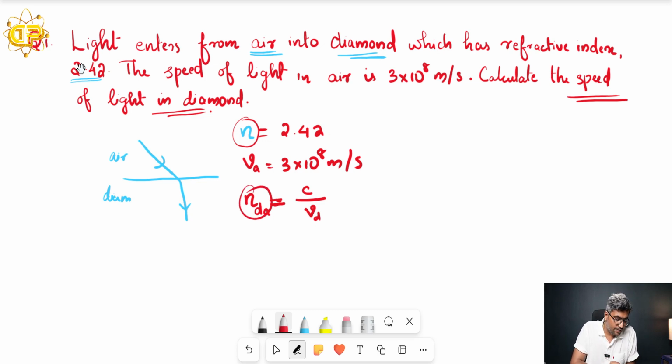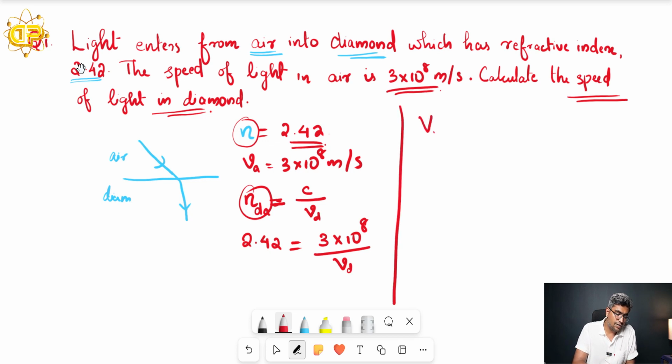So from there you are getting the values. What is NDA? It is this one, that is 2.42. That is equal to 3 into 10 raised to 8, that is given here, divided by VD, the velocity of light in diamond. So VD is equal to 3 into 10 raised to 8 meter per second divided by 2.42.